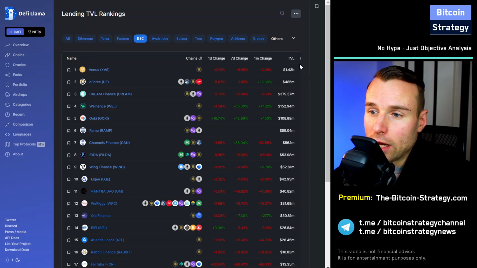Now Venus is way less risky, right? It's got a total value locked of 1.4 billion, but if you look at both over here, Wing has only 52 million. Feel free to do your own research if you want to take on the risk of a smaller platform.